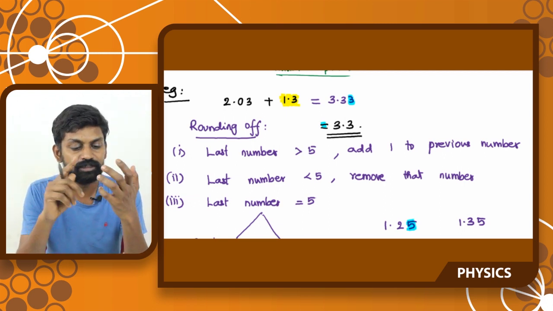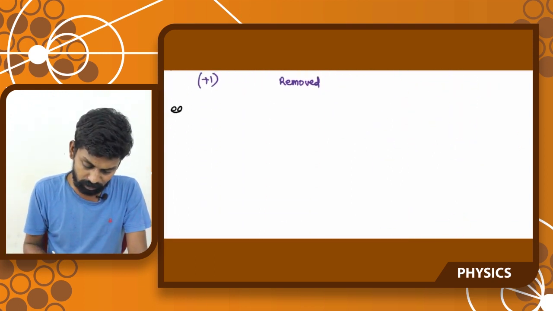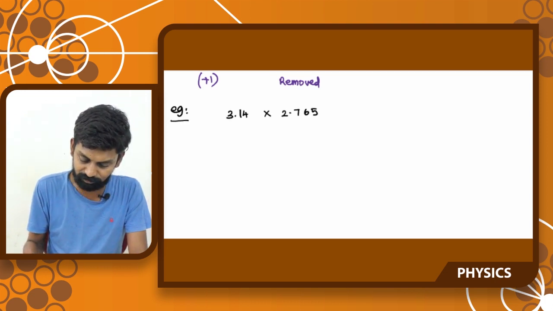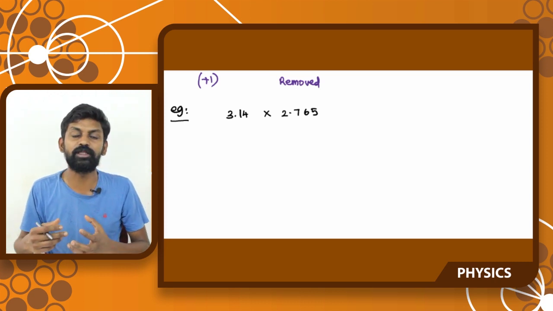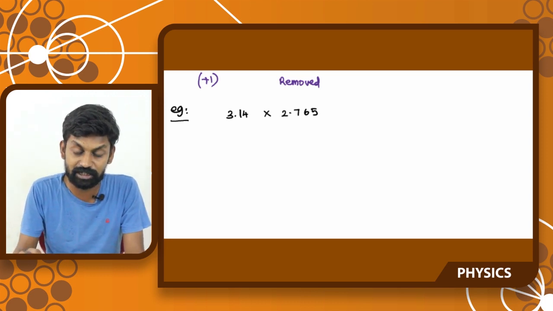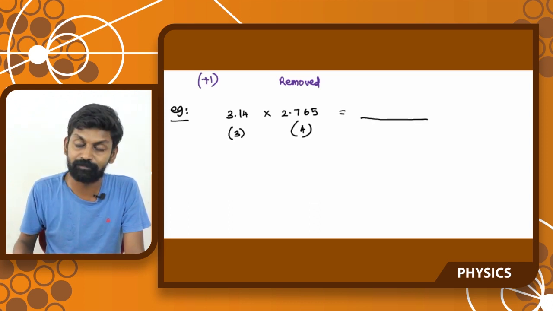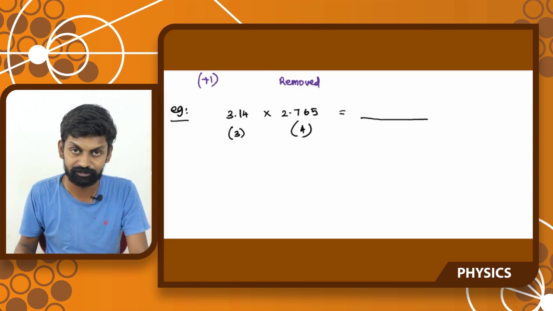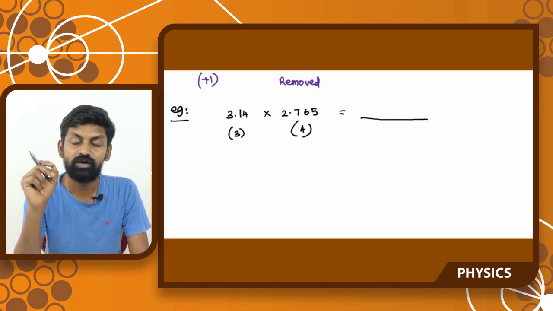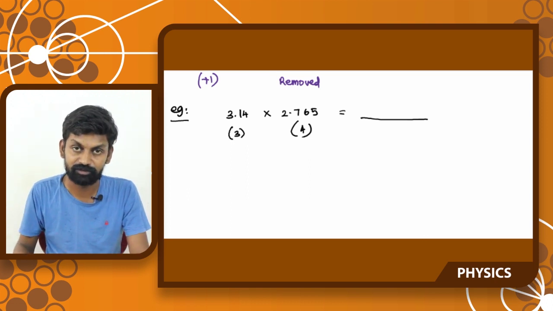When we are performing subtraction or multiplication, see for example, if I am multiplying 3.14 by 2.765. I am not performing the multiplication here, but in 3.14 we have 3 significant figures, and in 2.765 we have 4 significant figures. Now the answer should have only 3 significant figures. So after calculating this, you have to round it off to 3 significant figures. That is how you select the option.